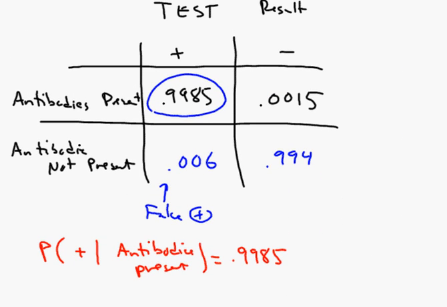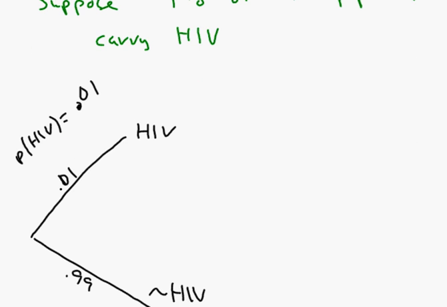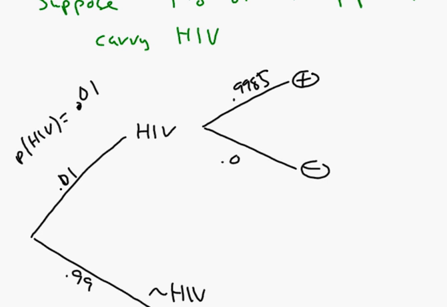We knew that if someone had HIV, that's this group right here, the probability of a positive test result was 0.9985. So we're going to express that this way. We're going to say positive test result 0.9985, and then a negative test result 0.0015. Okay? This right here is that probability. This is the probability that we get a positive test result given we know the person is carrying the HIV virus. This is the probability of a negative test result given we know they carry the HIV virus.